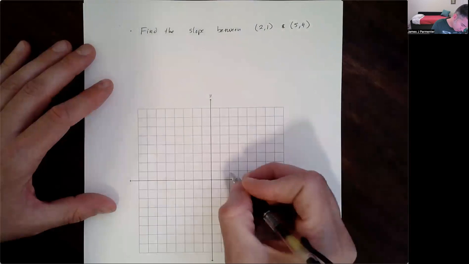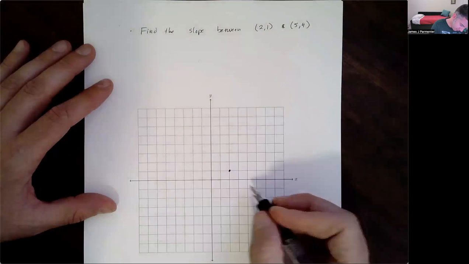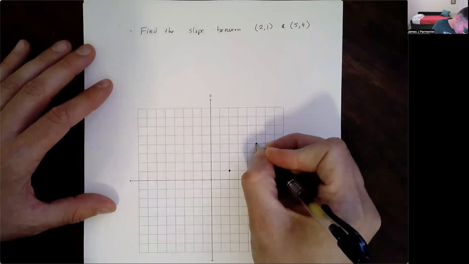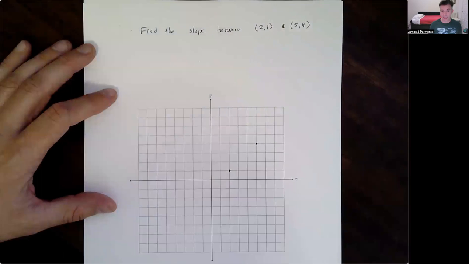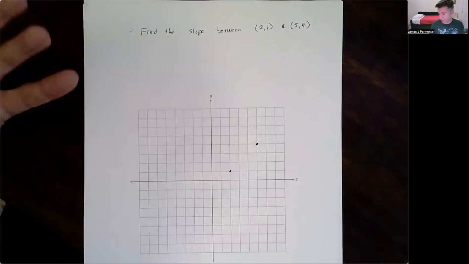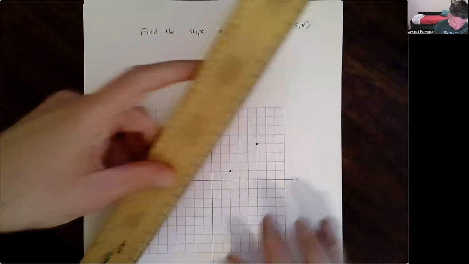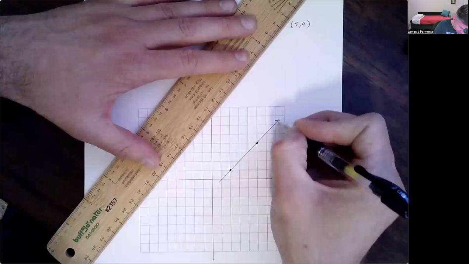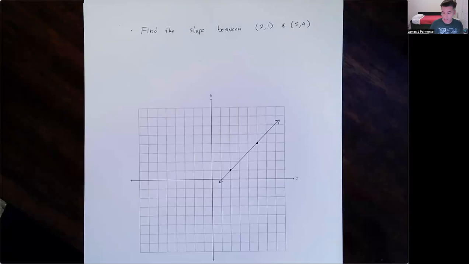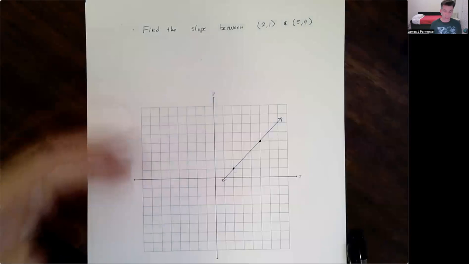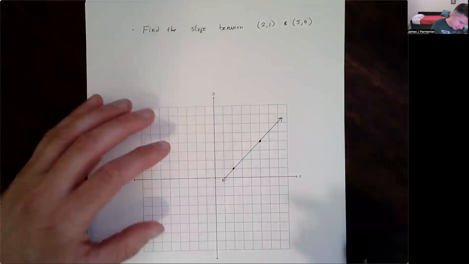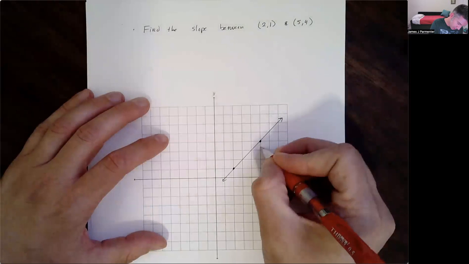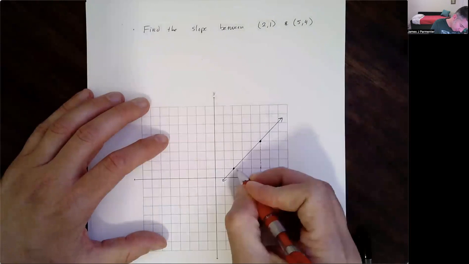So from the point 2, 1 to the point 5, 4, 2, 3, 4, 5, 1, 2, 3, 4. So those are the points that I'm trying to find the slope between. I guess I can draw the line segment between those 2 points. If I draw that, it looks like this. And what I'm really focusing on is the slope, often referred to as the rise over the run. What I like to do is drop a perpendicular here, or really just draw the right triangle.